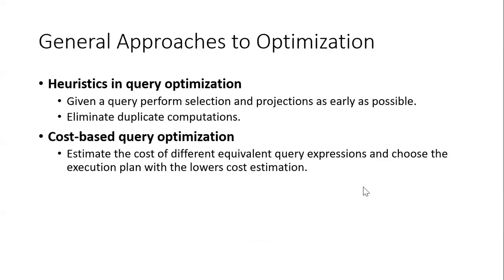What are the approaches for query optimization? One is heuristics in query optimization. That means, from the beginning, if you have worked with it, you have some idea what might work well. So given a query, perform selection and projections as early as possible. And then the second one is you should eliminate the computations based on these two topics. The second approach is cost-based query optimization. That means we calculate some kind of a cost for equal query expressions, and we choose the best execution plan.